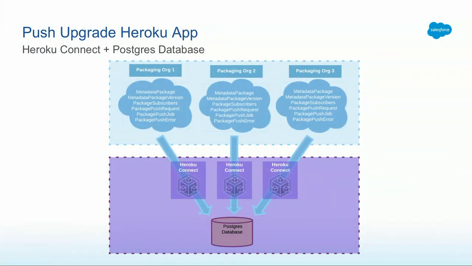Let's see how this works. There are a few relevant objects about the push request in every packaging org. What we are doing in order to synchronize them with a single Postgres database is using Heroku Connect. Heroku Connect is an add-on available in Heroku, which through a very simple configuration allows us to bring all the data we need into a relational database in Heroku. We are using one instance of Heroku Connect per packaging org, and all these instances of Heroku Connect are writing the data in the same Postgres database.